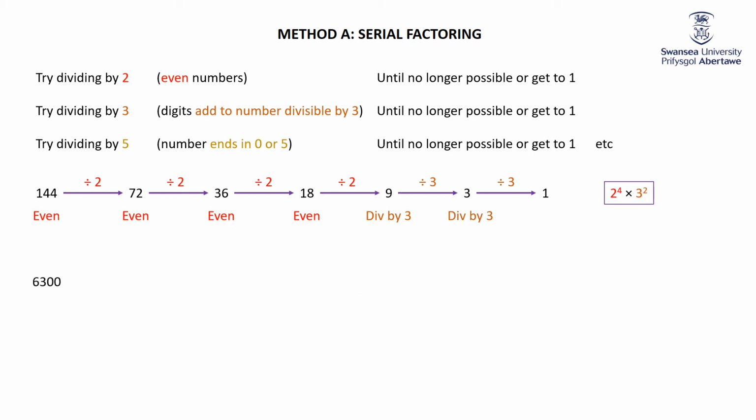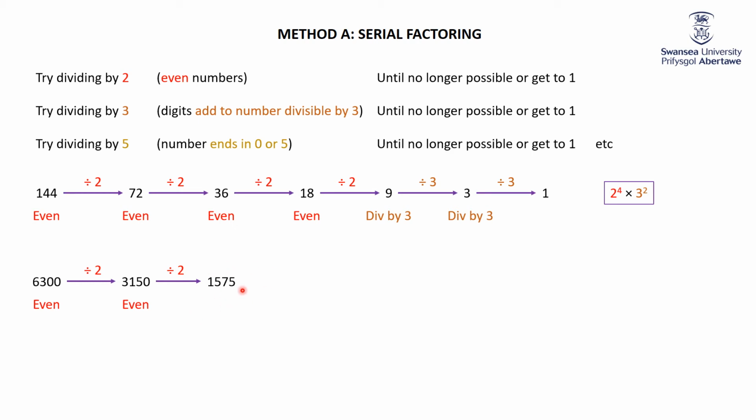Let's get really adventurous and try 6300. I want you to try it first and then come back to me. So I hope you're back. It's an even number, so divide it by 2, we get 3150. Also an even number. Divide that by 2, we get 1575.